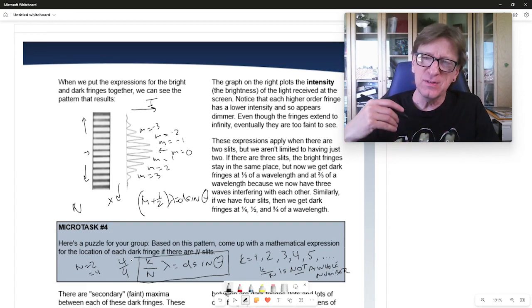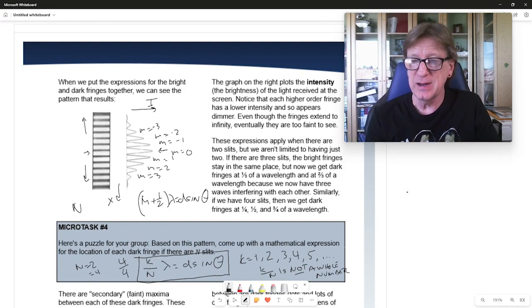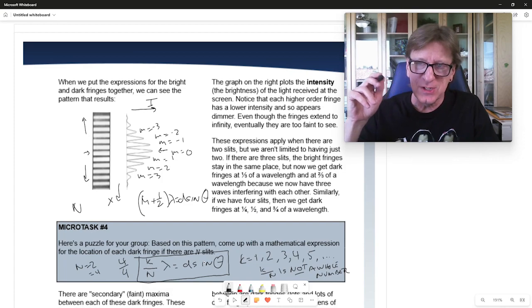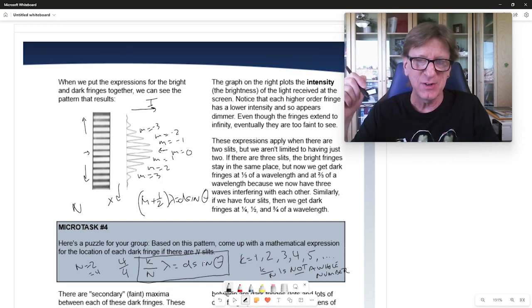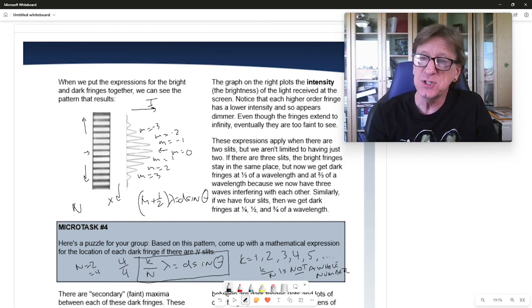Now, some students get a little bit confused because my bright fringes, of course, are going to be in the same spot. So all of my bright fringes have to be exactly where they were before. But now I'm saying I've got dark fringes in between. Well, how do you have a dark fringe without also having a light fringe? And in fact, we do. They're called secondary maxima. They're much, much fainter than the primary.